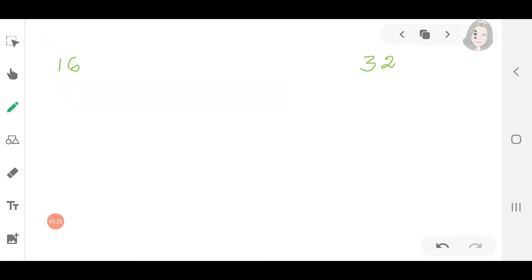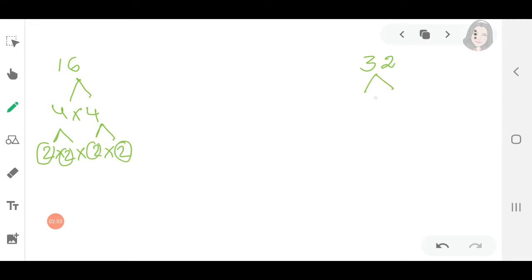More examples. 16 and 32. What gives 16? It's 4 times 4, or 2 times 8. Prime numbers? Of course not. 4 can be 2 times 2, multiplied by the second 4, which is also 2 times 2. Prime numbers, of course, 2, 2, 2, and 2.